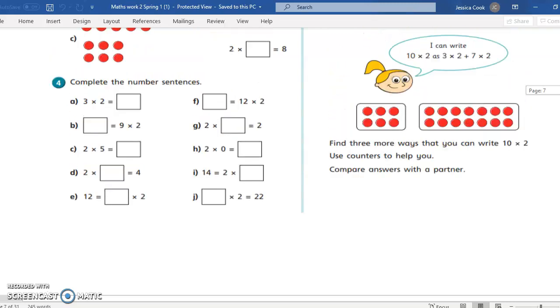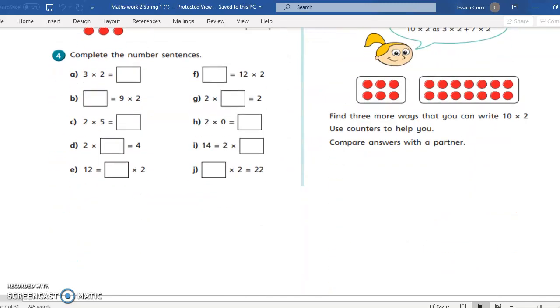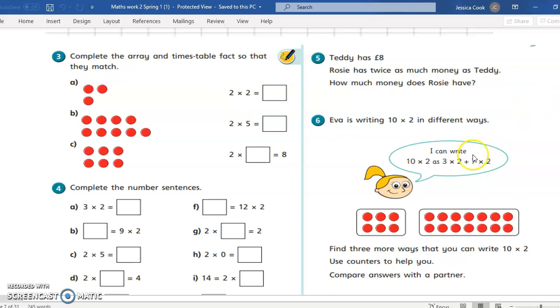Okay, so can you see what she's done here? She's added together 2 multiplications. She's added together 3 times 2 and got her answer, 7 times 2 and got her answer, and added them both together. See if you can do that and challenge yourself.